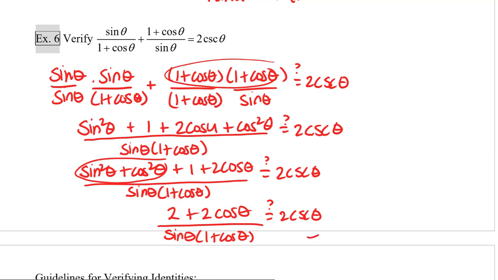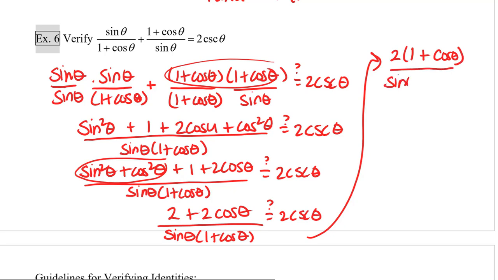Well, I'm going to have to continue my work up here. I can factor out a 2, and I'm going to have 2 times 1 plus cosine theta over sine of theta times 1 plus cosine theta. Is that equal to 2 cosecant theta? Well, the 1 plus cosine thetas cancel, and I can rewrite 1 over sine of theta as cosecant theta. So 2 cosecant theta equals 2 cosecant theta, and I'm finished.